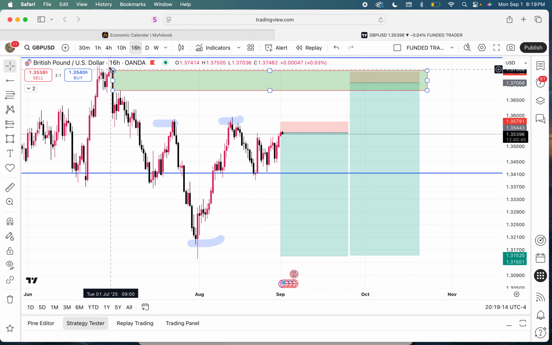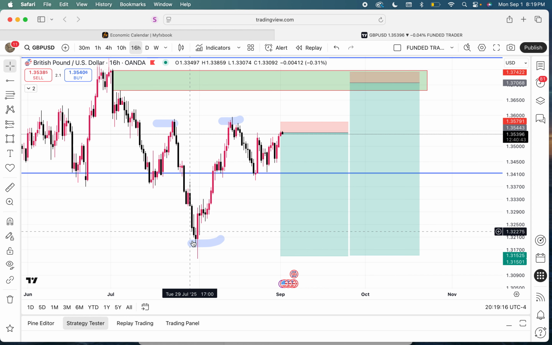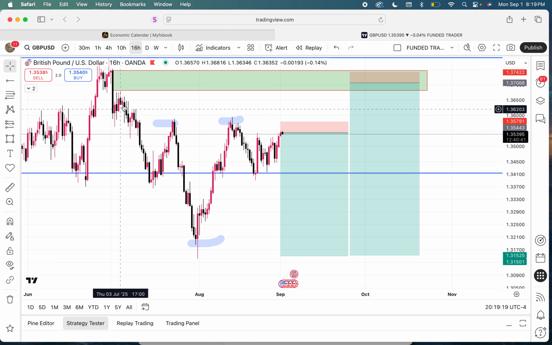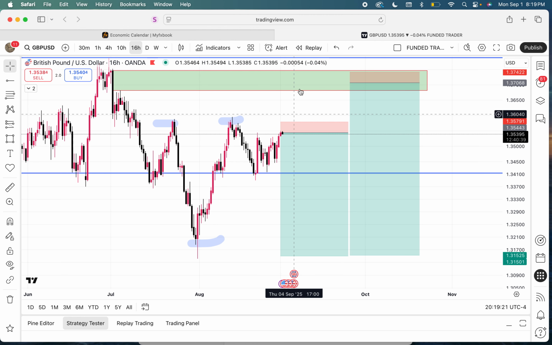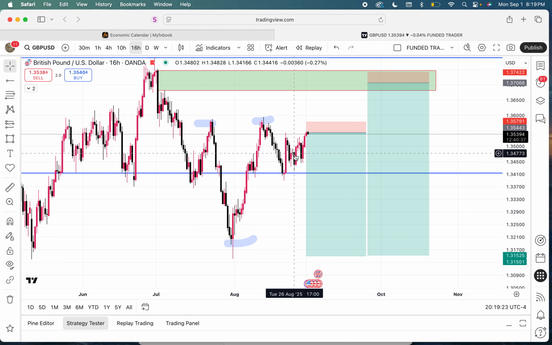And then from July 1st to August 1st, that took a month. So it could take 2 weeks to get up there. But that's a good trade to get into.